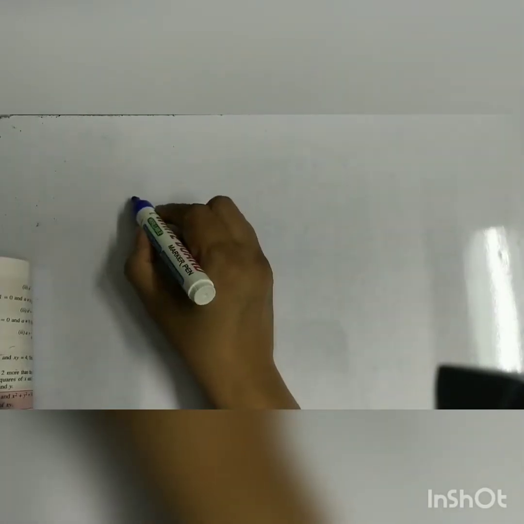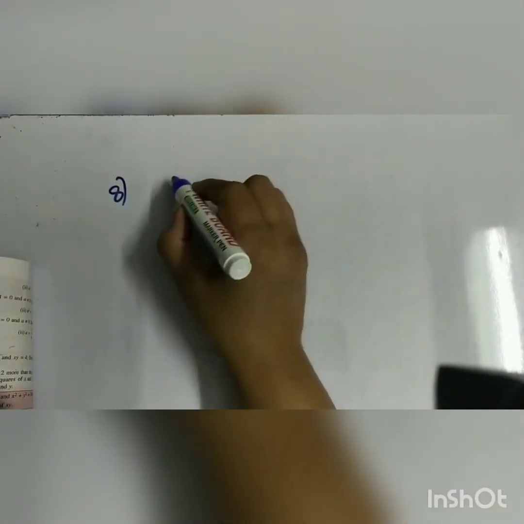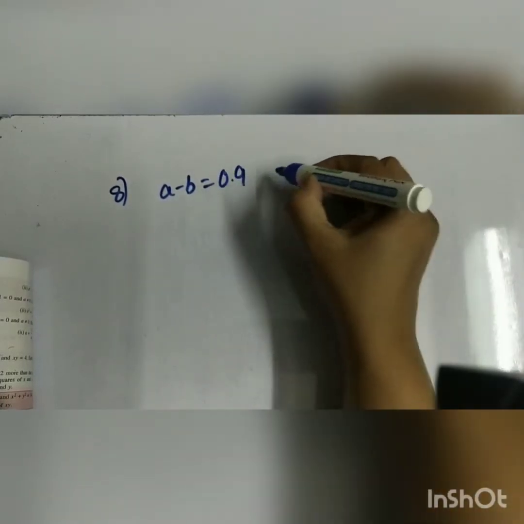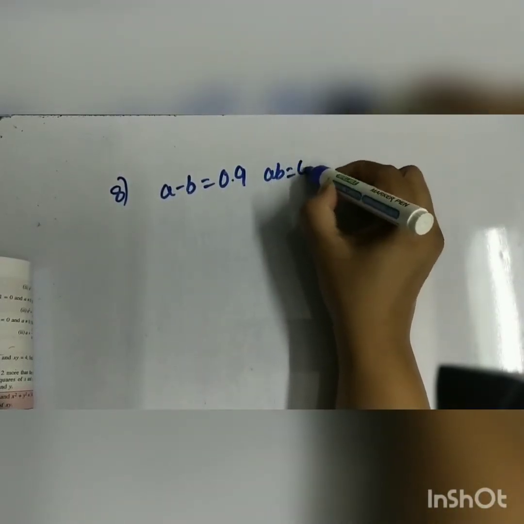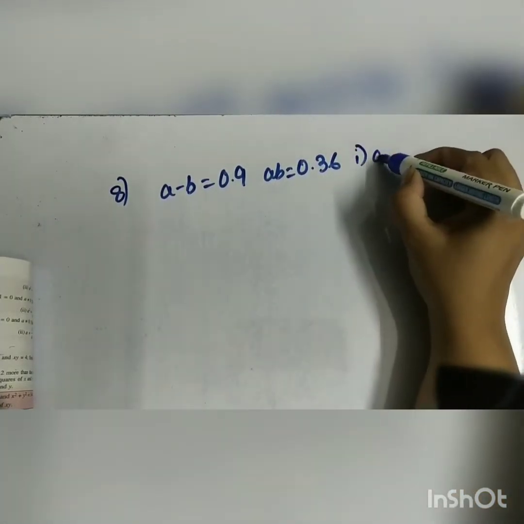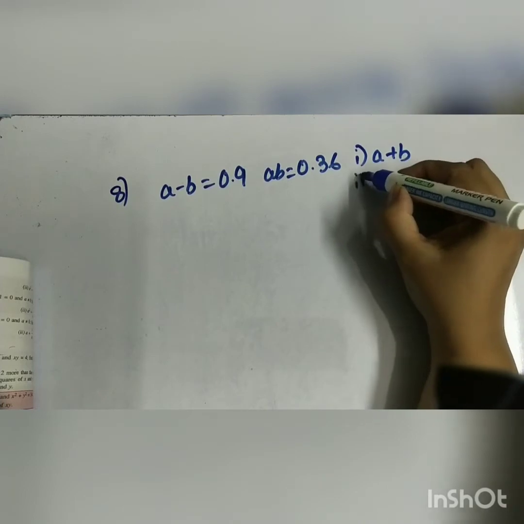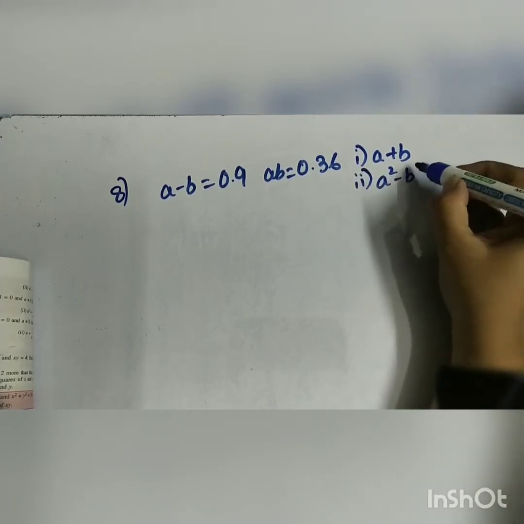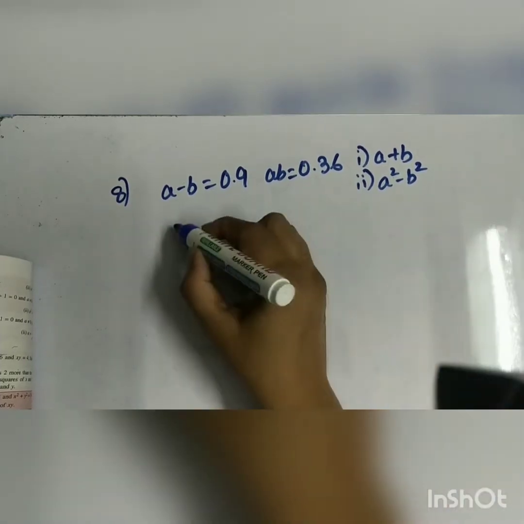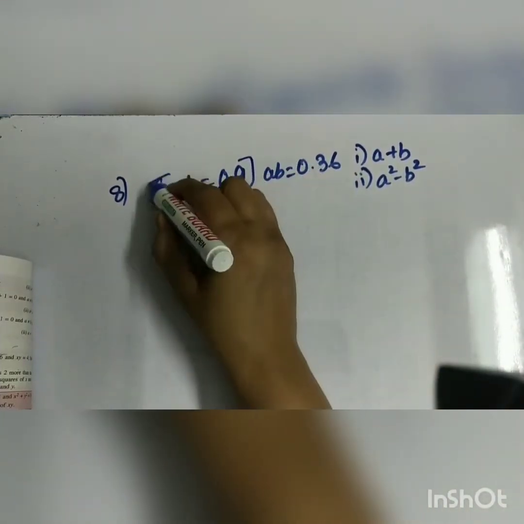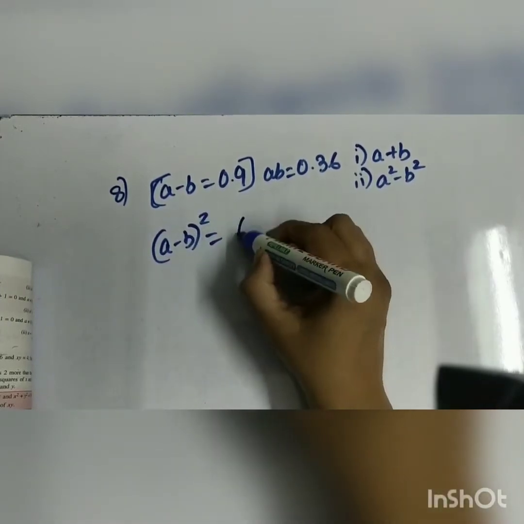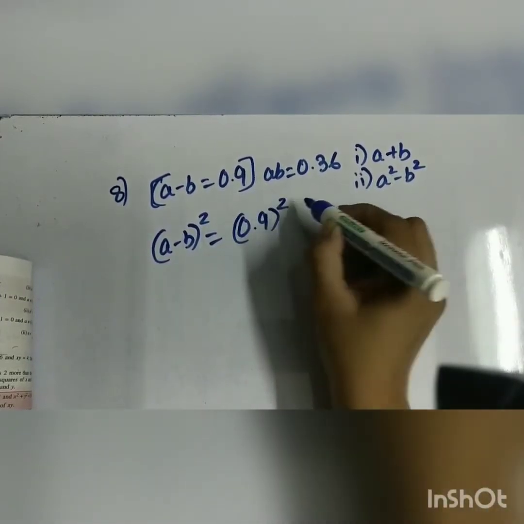The eighth main. Eighth main, a minus b is given as 0.9. AB value is given as 0.36. Here also we are supposed to find a plus b value and a square minus b square. So we are going to apply the same formula like previously. We are going to square this particular equation. A minus b whole square is equal to 0.9 whole square.